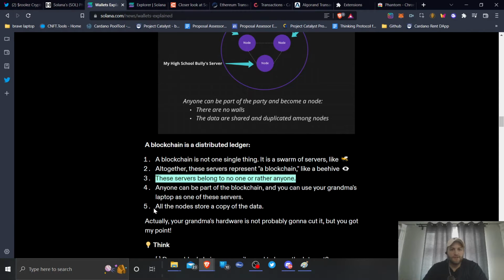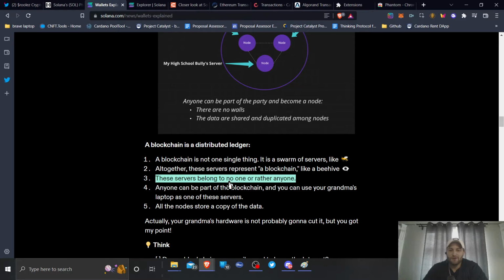Let's go here real quick. A blockchain is not one single thing. It is a swarm of servers. Like, I think that's supposed to be a bumblebee. Altogether, these servers represent a blockchain like a beehive.